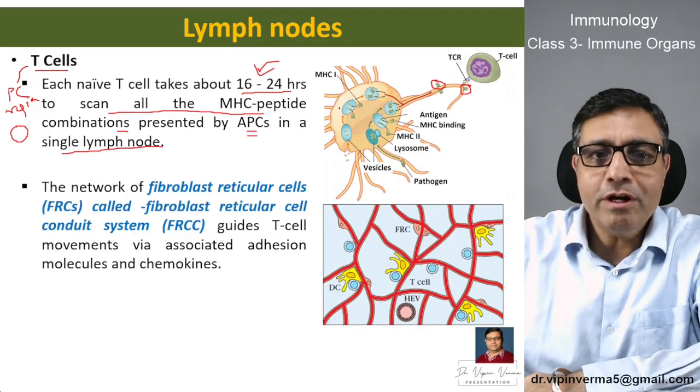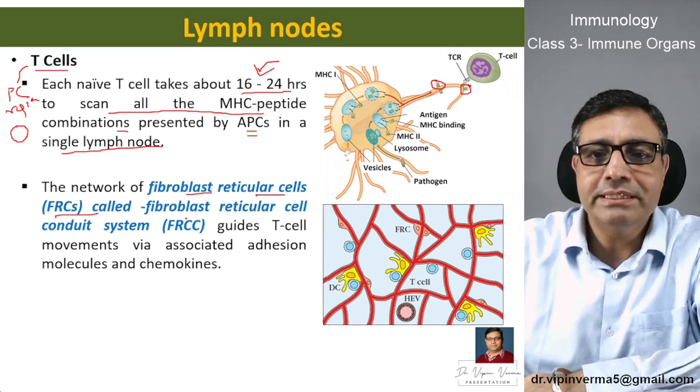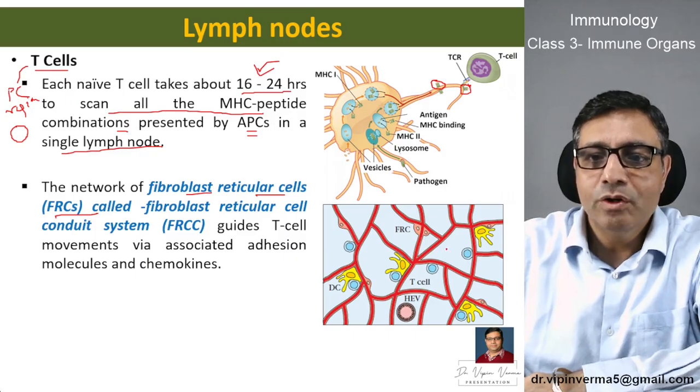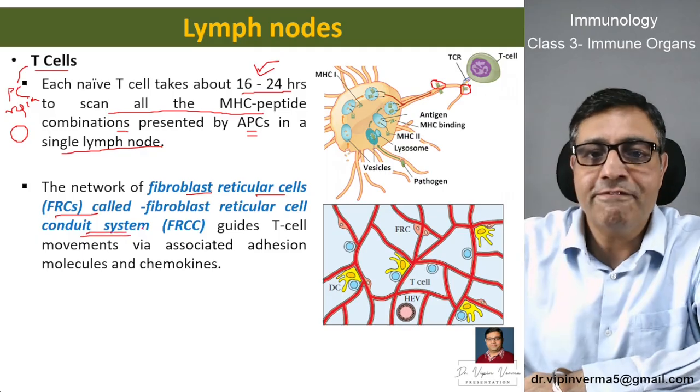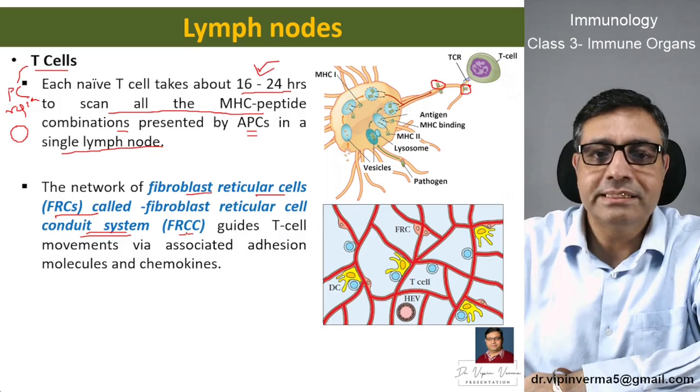Now we also have the network of fibroblast reticular cells, so we call them FRCs. These are called the fibroblast reticular cell conduit system. It is a conduit system. We call it the FRCC system, and this guides the T cell movement via associated adhesion molecules and chemokines.